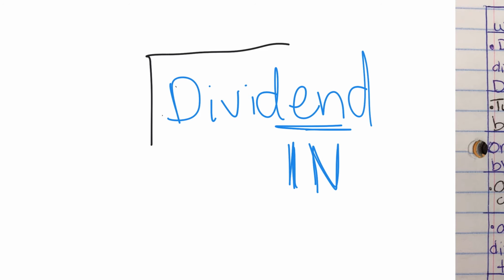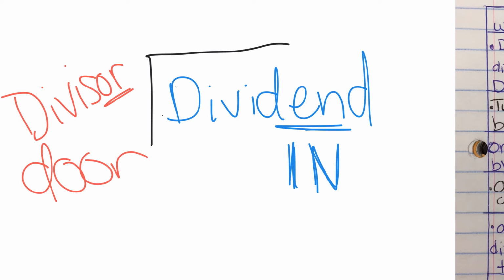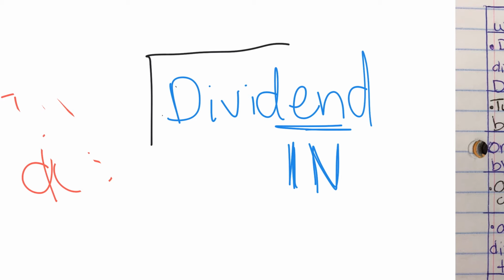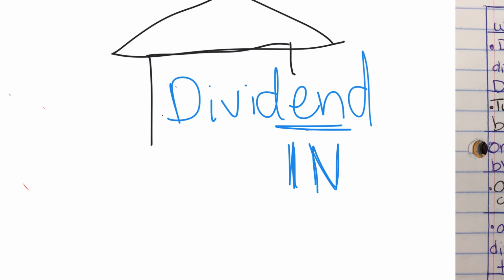And then the divisor is at the door. If you don't remember back in class the way that we wrote it, we wrote that if the dividend was inside the house, so we turn this actually into a house, then the divisor is standing at the door. And then we filled in the rest, right?